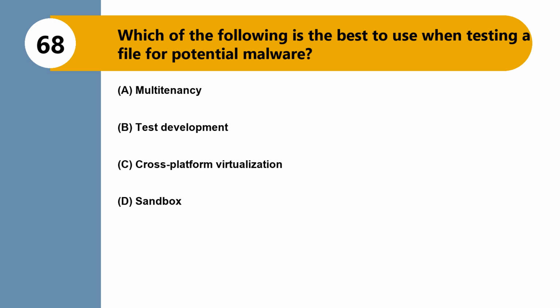Question 68. Which of the following is the best to use when testing a file for potential malware? Option A, multi-tenancy. Option B, test development. Option C, cross-platform virtualization. Option D, sandbox. The correct answer is option D, sandbox.